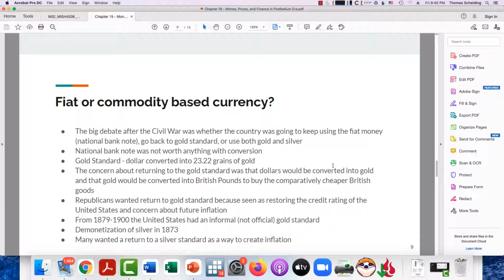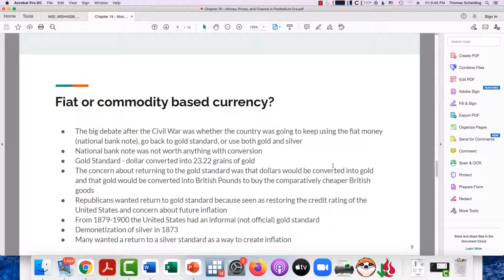The fiat money, which in essence was that national banknote, didn't have any inherent value except the U.S. government saying, "Dude, you'll get your money. Don't worry, we promise." Which is essentially what we have today, a fiat money system. The U.S. dollar has no intrinsic value. There's no asset behind it.